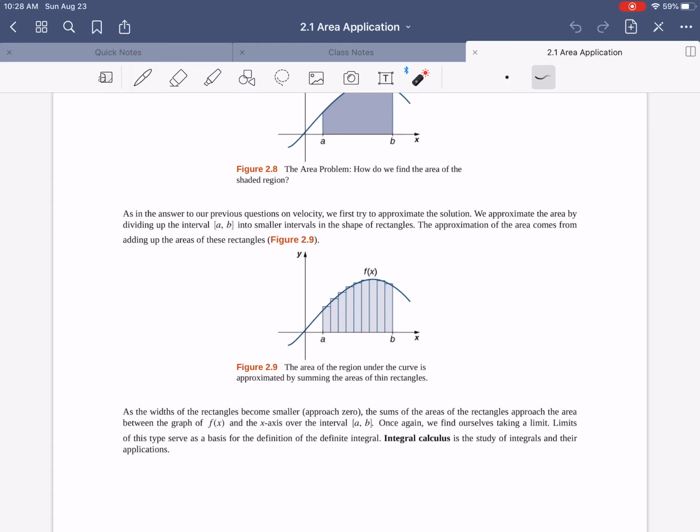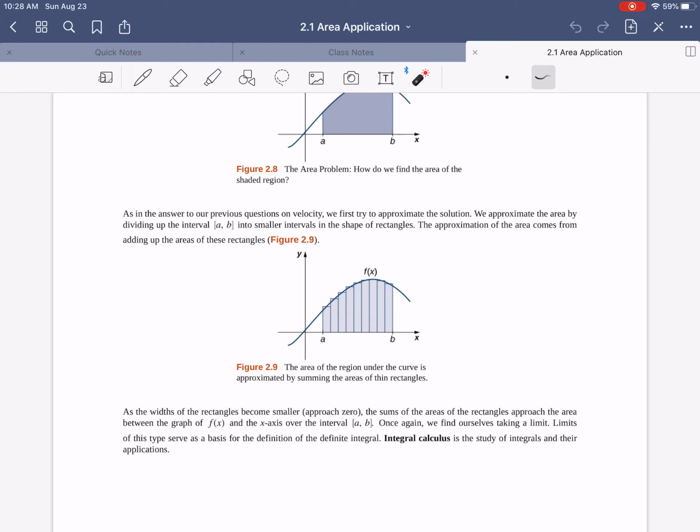So what we're going to do is divide up the interval into more and more rectangles, which means they're getting thinner and thinner, smaller and smaller. And we want that width, the limit, to go to 0. We want our rectangles to be paper thin, and then that will give us a very, very accurate answer to the area under that curve.